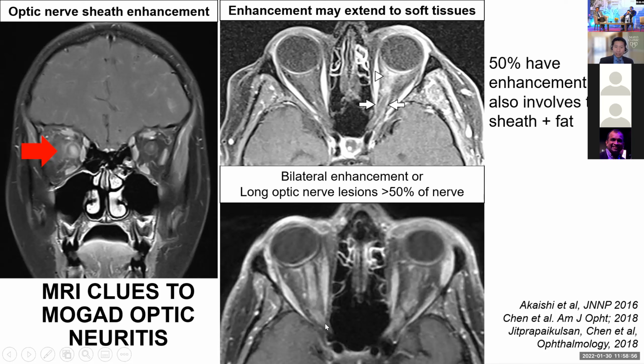This isn't specific to MOGAD. We'll see this with NMO as well, but we rarely see that with MS. MS tends to cause much shorter segments of enhancement of the optic nerve. So if you see long segments of enhancement, you want to think about MOGAD or NMO. And if you see that perineural enhancement, where the enhancement pattern spills into the peribulbar fat, you want to think about MOGAD.